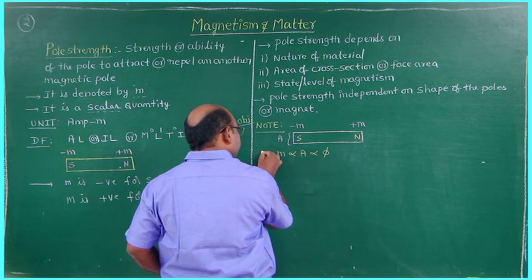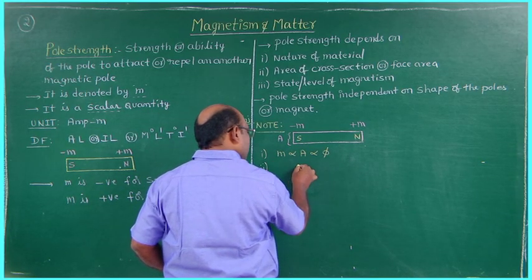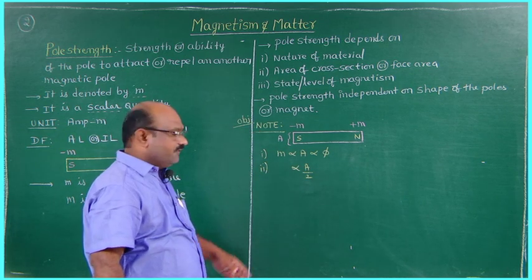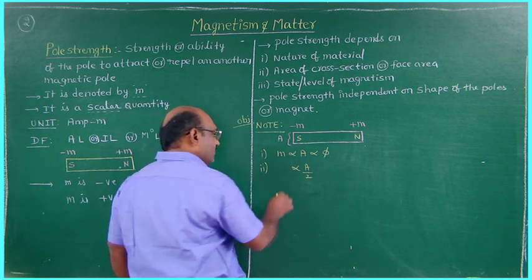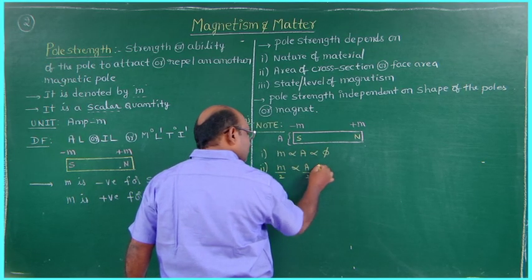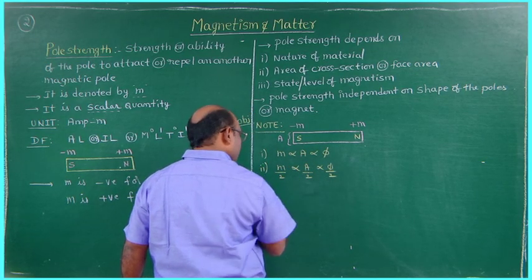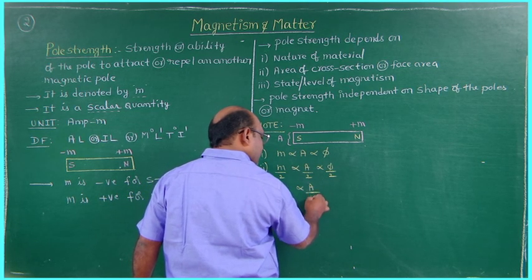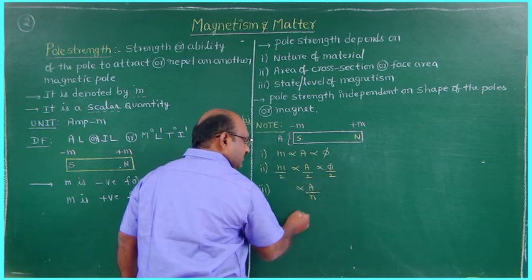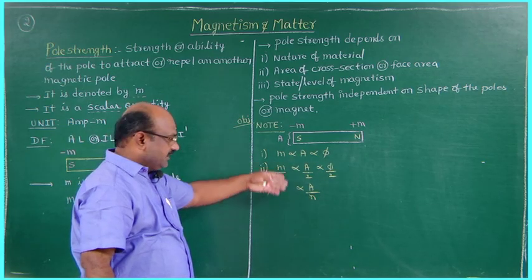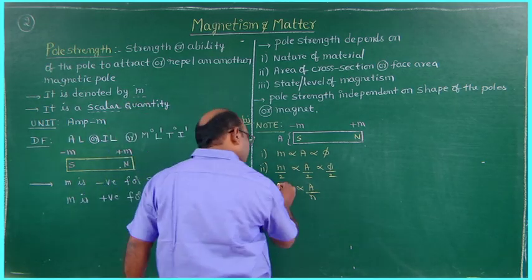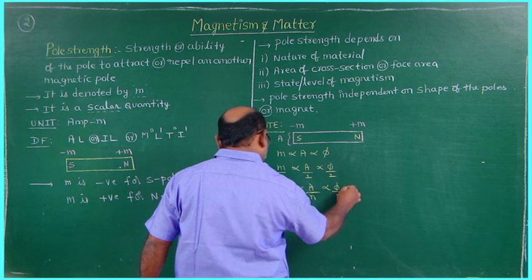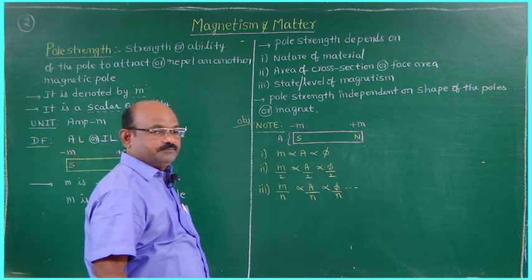For example, if the area of cross section is halved, then automatically the pole strength becomes halved and the flux is also halved. Similarly, if the area of cross section or face area is decreased by n times, as shown in the figure, then the pole strength is also m by n, and the flux is phi by n. Keep those lines in mind.